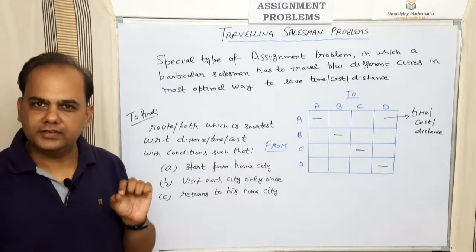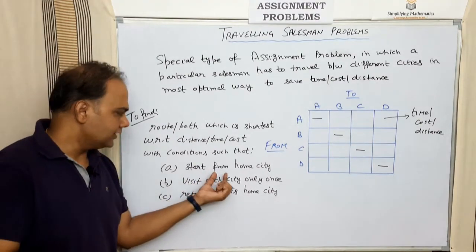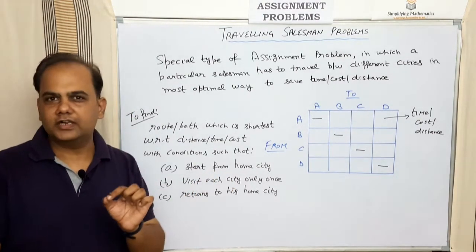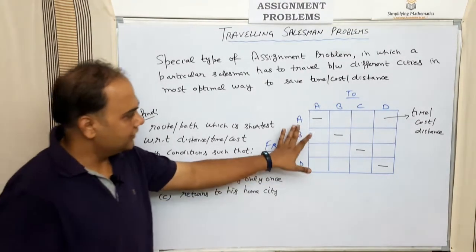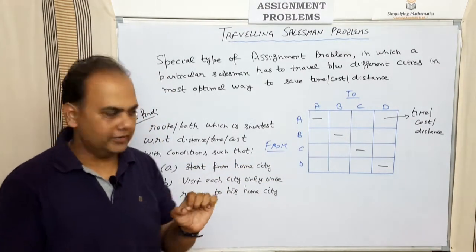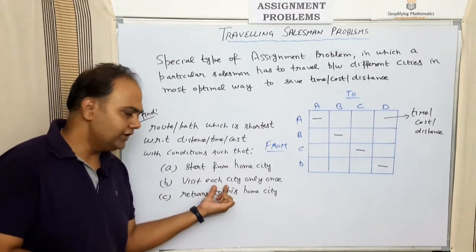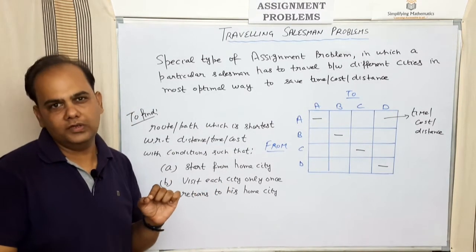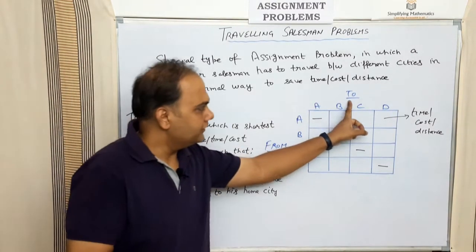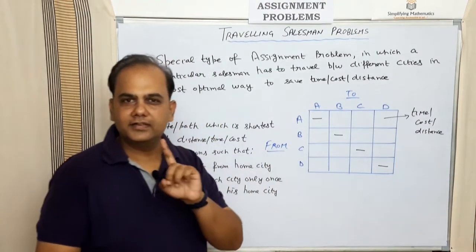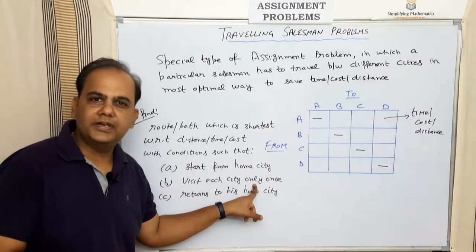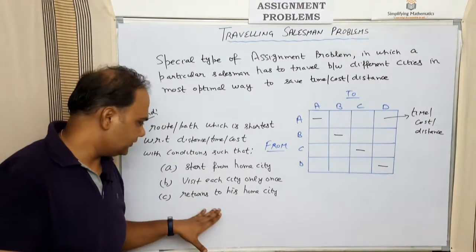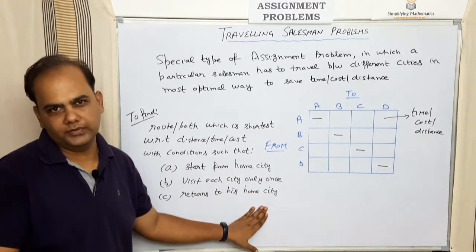This is with a certain set of conditions. So what are those conditions? The first condition is that the salesman should start from the home city. He should always start from the home city, and this first city is called the home city. The second condition is that he should visit each city only once. He should visit all the cities with the condition that all the cities should be visited only once. He cannot repeat the same city. Now the third condition is that he should return to his home city.